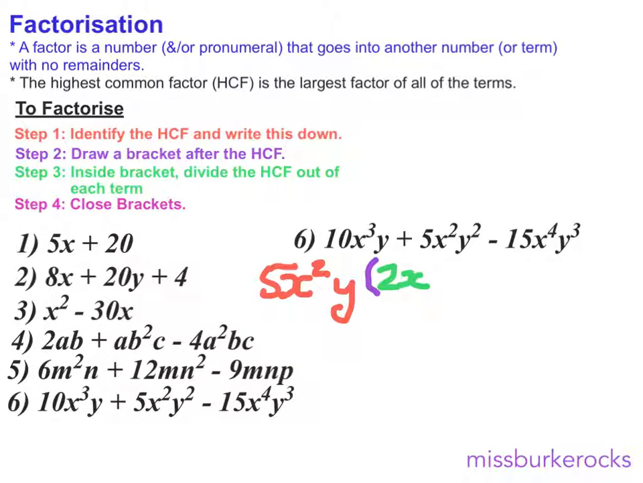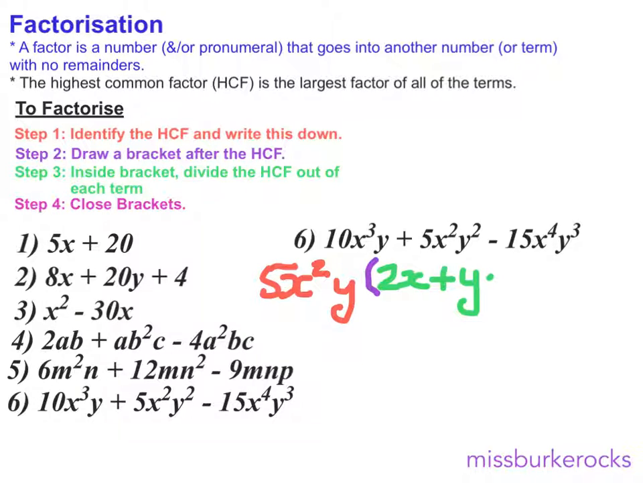Then I've got 5x squared y squared. So I need to divide my original highest common factor out of that. So 5 divided by 5 is positive 1, which we know we don't write, but I do need to put my positive in. X squared divided by x squared is also 1, but y squared divided by y is y. So we can leave that one.